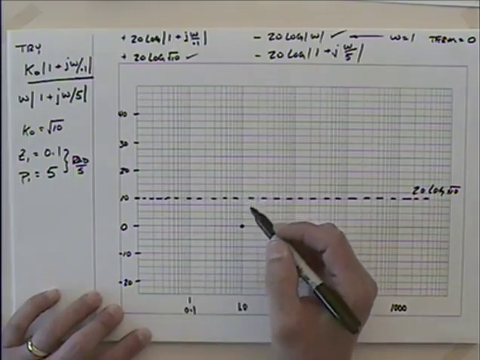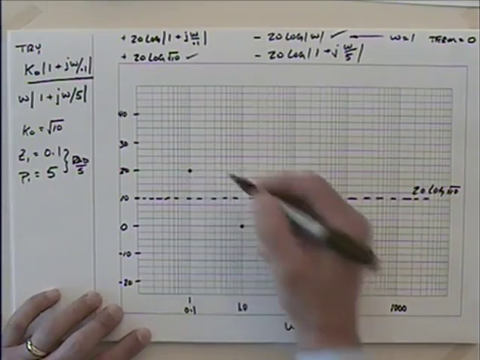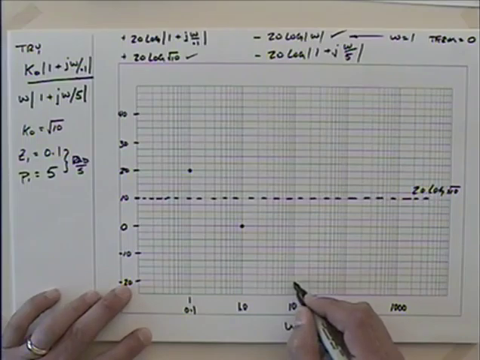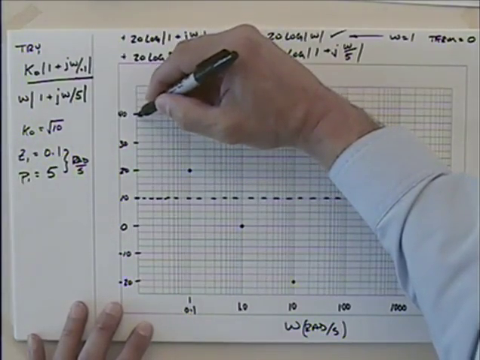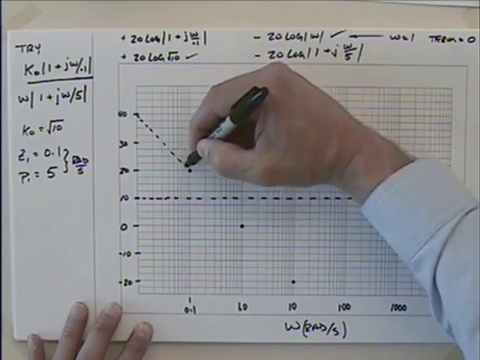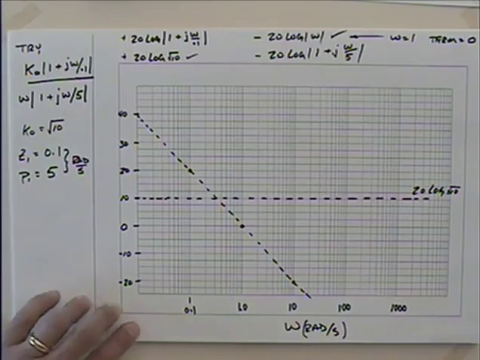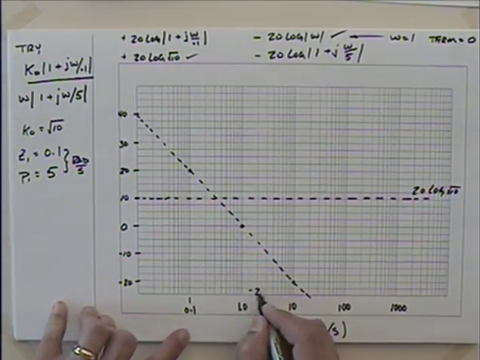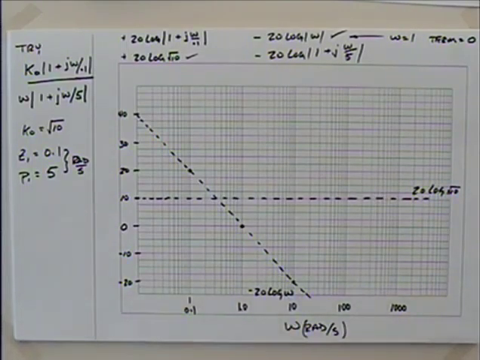So at 0.1 it should be at what? 20? And at 10 it should be at minus 20. Okay, so I have that, and I guess up here it'd be minus, or 40. So there's that one. So maybe I'll label that here, minus 20 log of omega. So we've got that one.